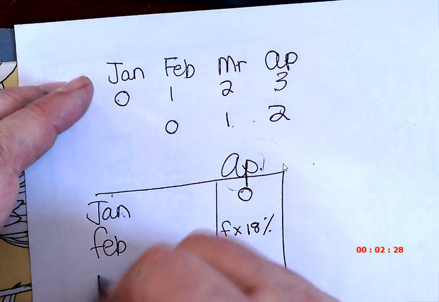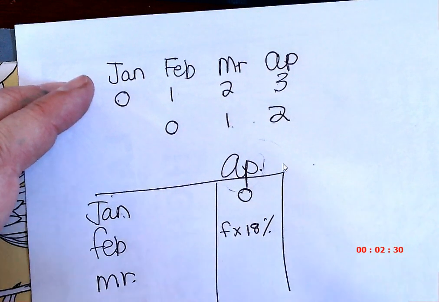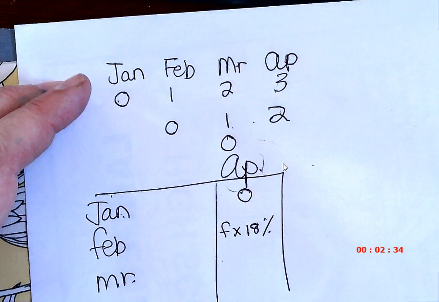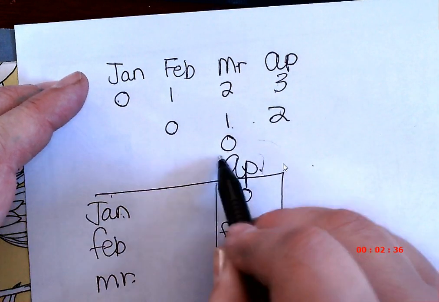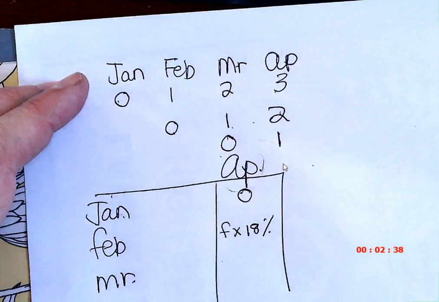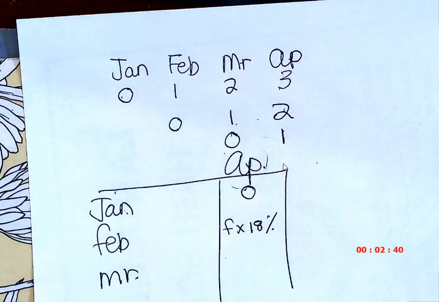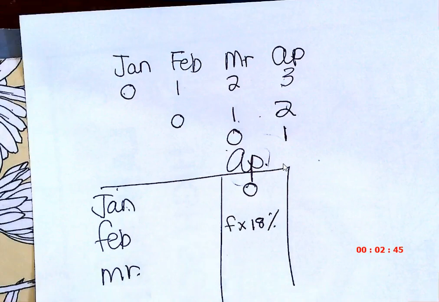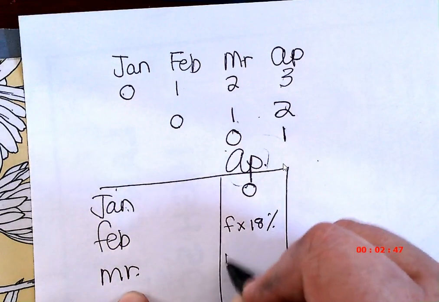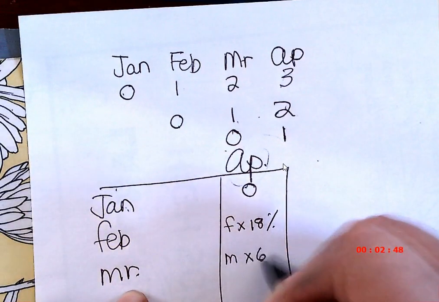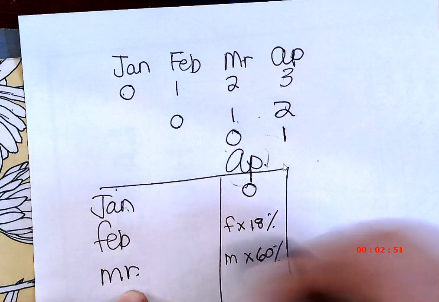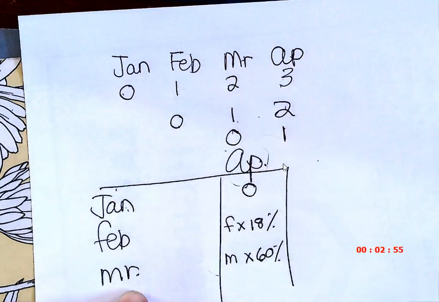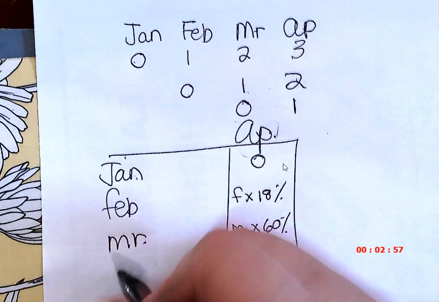Now I go to March. So now March is going to be 0 because it's the month of the transaction. April would be the month following. My code for 1, 60%. So I'm going to take March times 60%. And that's what I receive in April. You're starting to get it. So let's look at April.